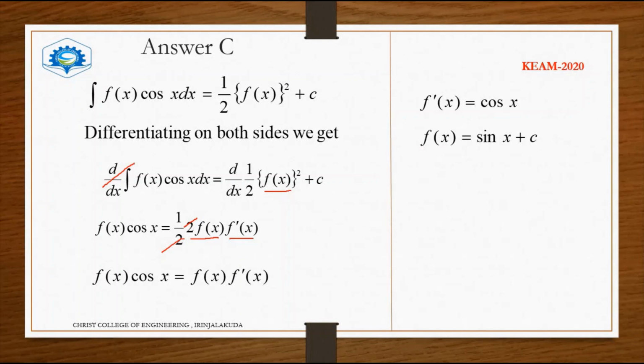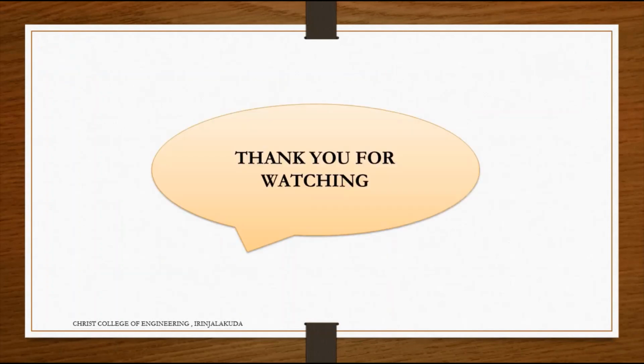Now since this is the derivative of f, we have to integrate this further to get our function f of x. So integral of cos x is sin x plus c. So you got f of x. We need f of pi by 2. So put x as pi by 2. So f of pi by 2 is equal to sine of pi by 2 plus c. What is the answer of sine of 90 degree? It is 1. So 1 plus c. This will be your answer.